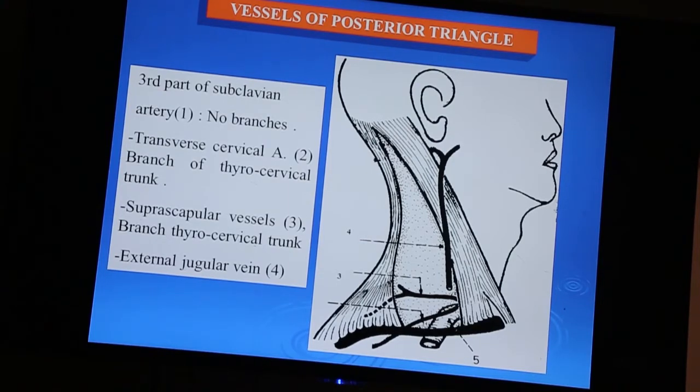The transverse cervical is a branch of the thyrocervical trunk, which is the inferior cervical artery, and also the artery going to the chest as the internal thoracic artery.